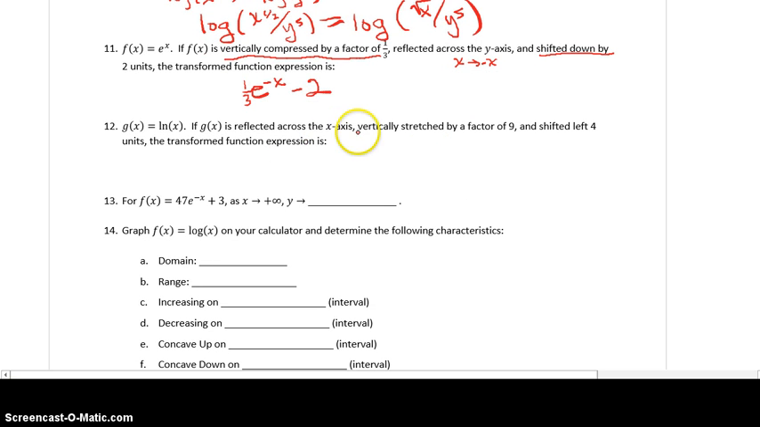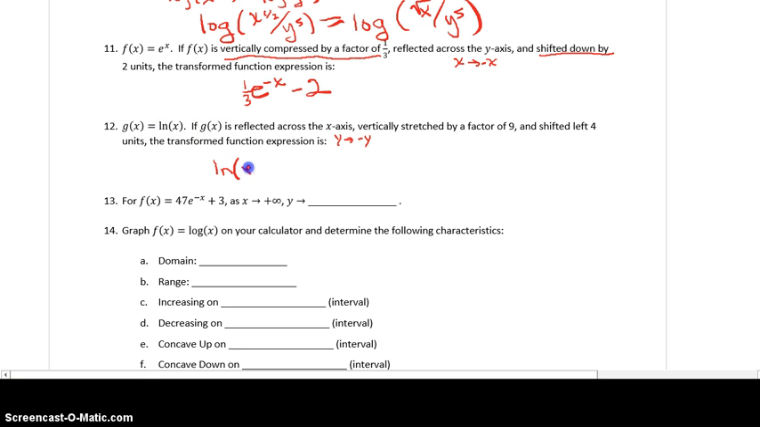Now we're reflecting across the x-axis, which is changing y values to their opposite. Okay, vertically stretching, that's also a y operation. Shifting left 4 units is x, and so we'll go ahead and write natural log, and we're going to shift left by 4 units.